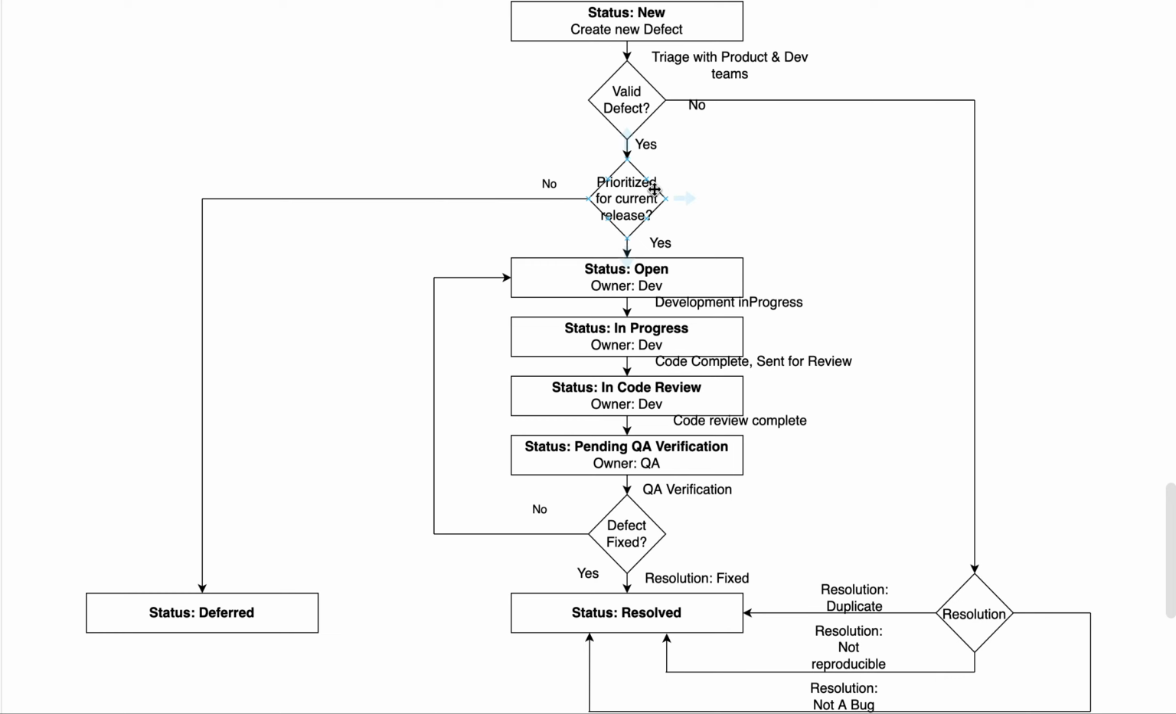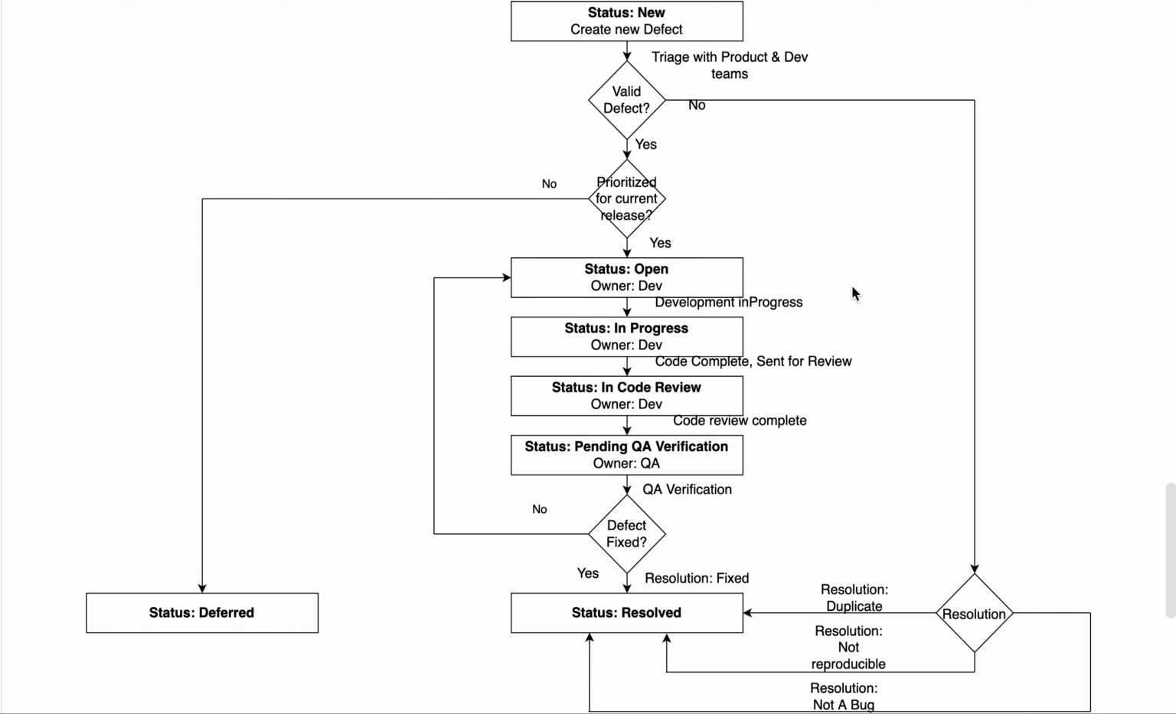Let's say the product team prioritizes it and we want to fix it in the current release. As part of this triage, the defect is prioritized for the current release, and based on the feedback from the product team we update the right priority and severity. Once it is done, the status will be updated as open, and it will be assigned to the development team. Like any regular development life cycle, dev will start working on it, so they will change the status to in progress.